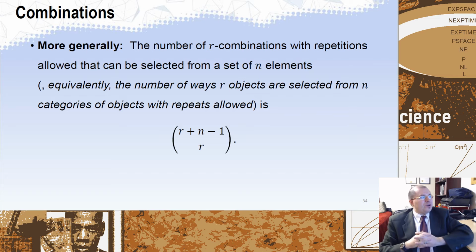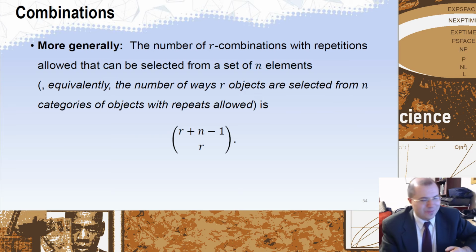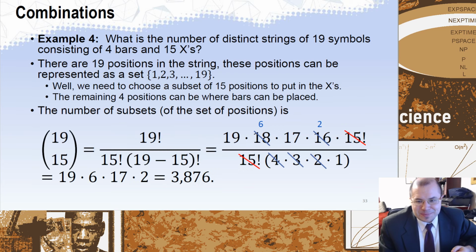So that brings me more generally to the following. If I give you a number of r-combinations with repetitions allowed from some set of n elements, you can also think about this the way I was. The number of ways r objects can be selected from n categories of objects with repeats allowed gives you this formulation: r plus n minus 1, choose r. You might ask, where the heck did that come from? Well, look at this.